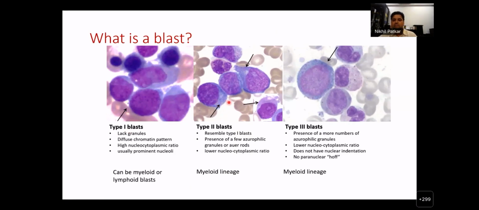Type 2 blasts have more abundant cytoplasm. They can have a much lower NC ratio. The cytoplasm is abundant, but still may have very few granules, okay? And they can show occasional Auer rods in them. And type 3 blasts have many more azurophilic granules, but still not prominent indentation, not a prominent paranuclear hof. So this is going to become a promyelocyte, this particular cell. Once again, it is at times difficult to make this distinction with confidence because we are reading the books. These cells are in a continuum of division, always.